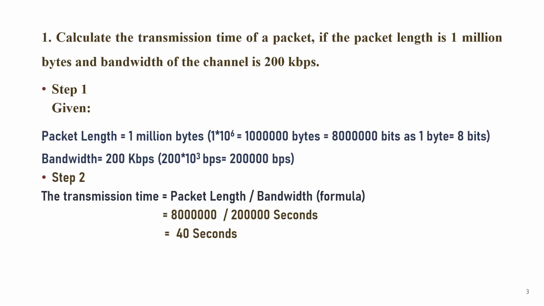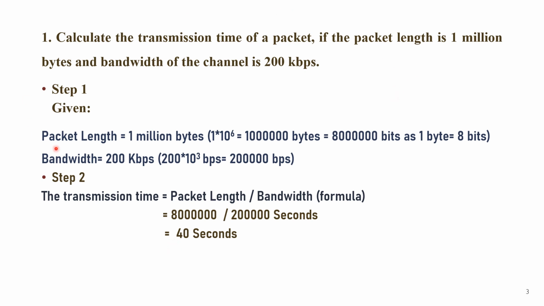The first problem we are going to discuss is: calculate the transmission time of a packet if the packet length is 1 million bytes and the bandwidth of the channel is 200 kbps. So what is the formula to calculate the transmission time? The formula is packet length divided by bandwidth. In the question, both packet length and bandwidth of the channel are already given. You can just substitute the values in the formula, and you will get the transmission time.